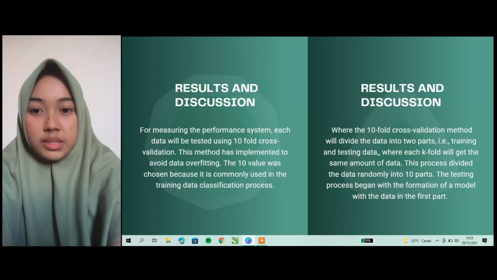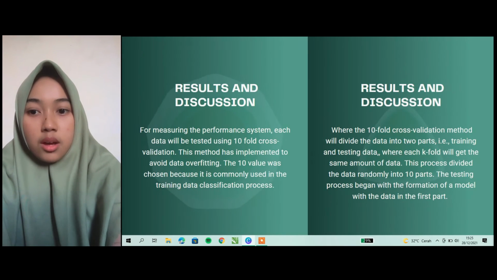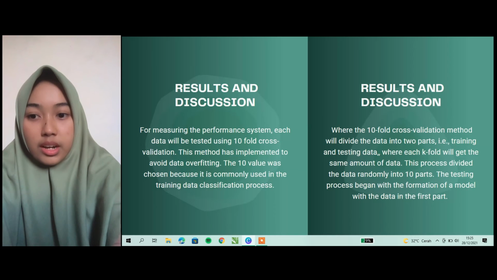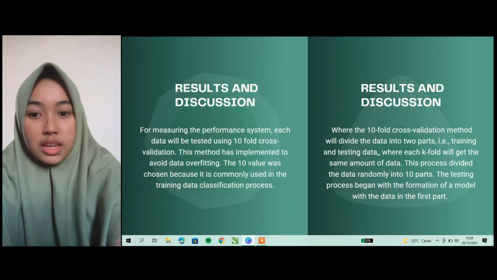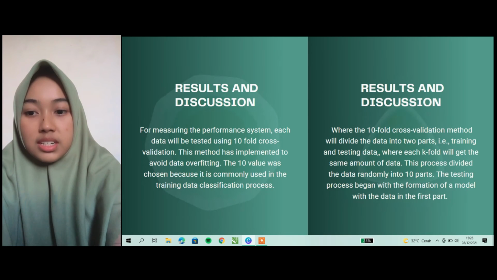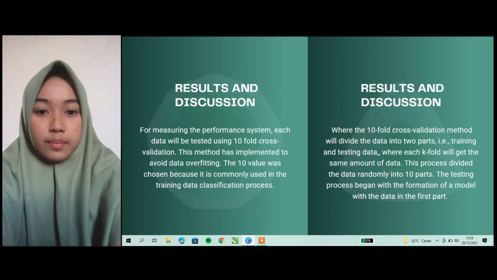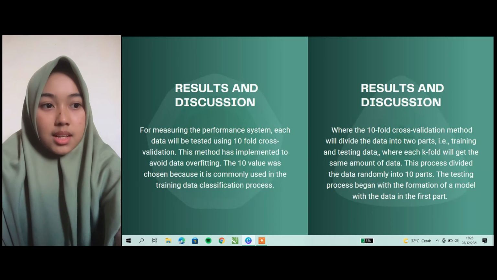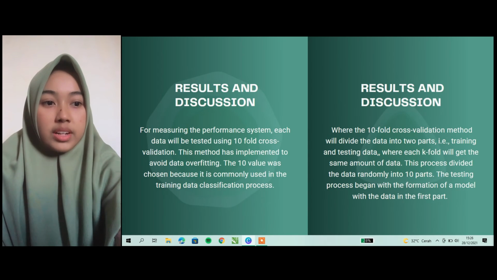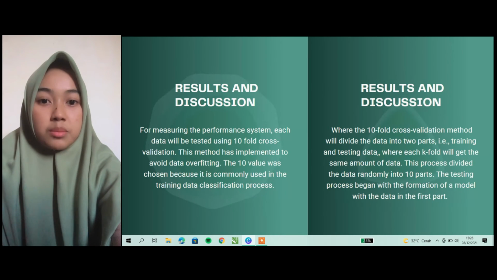Okay, first, result and discussion. For measuring the system performance, the data will be tested using 10-fold cross-validation. This method is implemented to avoid data overfitting. The 10 value was chosen because it is commonly used in the training data classification process, where the 10-fold cross-validation method will divide the data into 2 parts, for example, training and testing data, where each fold will get the same amount of data. This process divides the data randomly into 10 parts.